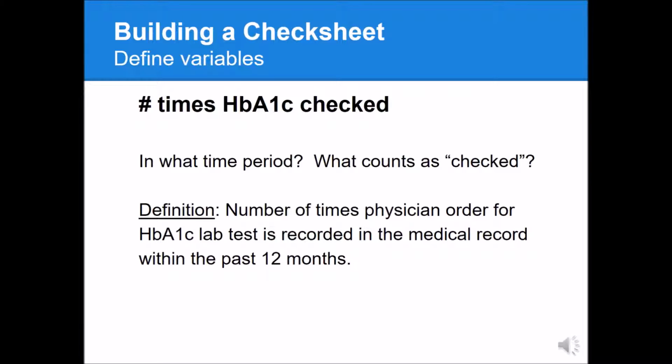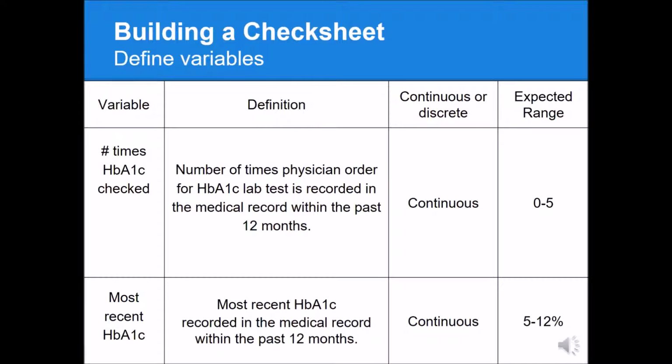So a specific definition would be the number of times that a physician order for hemoglobin A1C is recorded in the medical record within the past 12 months. Now, everyone collecting data for the project knows exactly what counts and what doesn't for a number of times hemoglobin A1C is checked. This is an example of a simple planning table for building a check sheet, where you list each variable, and you can see in the first row the one we just talked about, its specific definition, whether it's continuous or discrete, and the expected range.